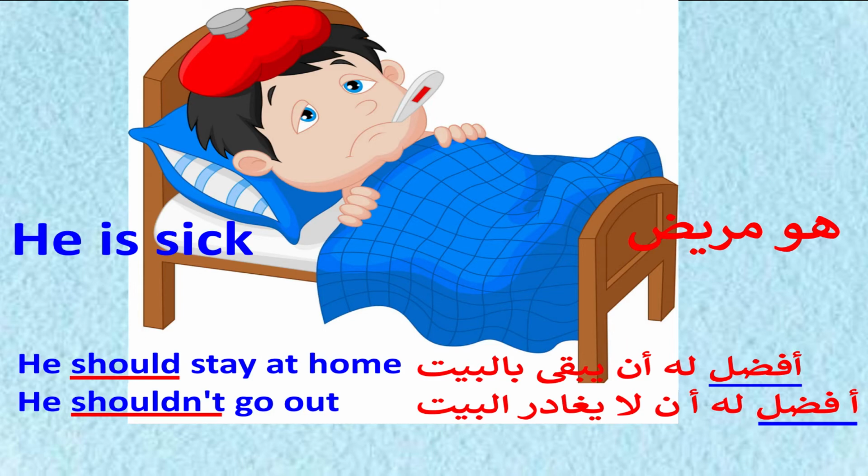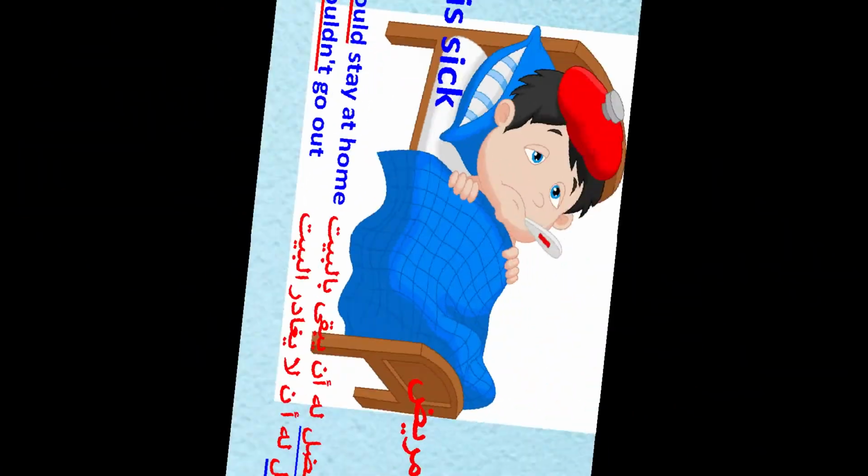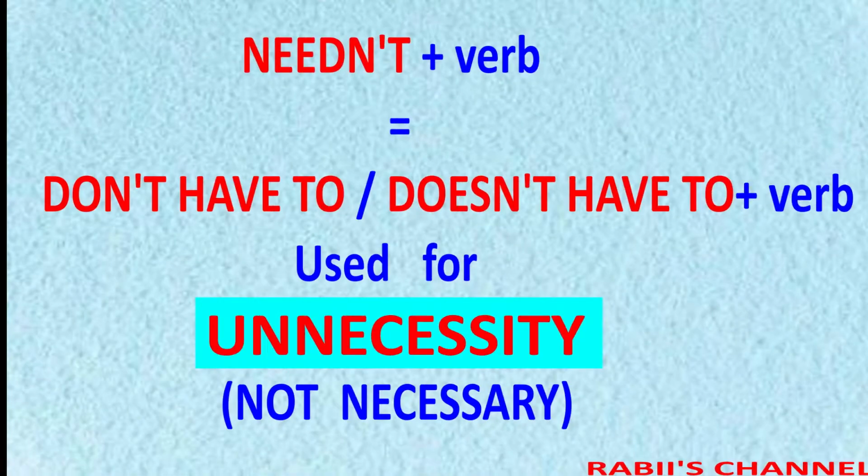Here he is sick. il est malade. هو مريض. He should stay at home. المستحسن له أفضل له أن يبقى بالبيت. He shouldn't go out. أفضل له أن لا يغادر البيت. Beaucoup mieux pour lui de ne pas sortir.